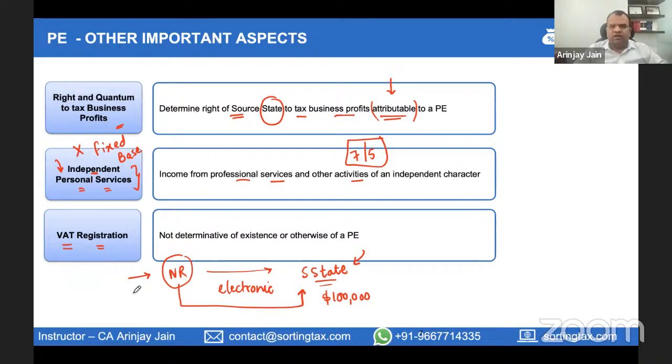Just because you have a VAT registration and you are paying indirect taxes in a particular state, you will not have a PE by virtue of such registration.